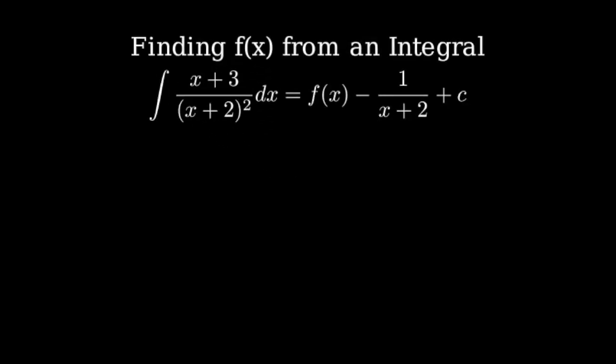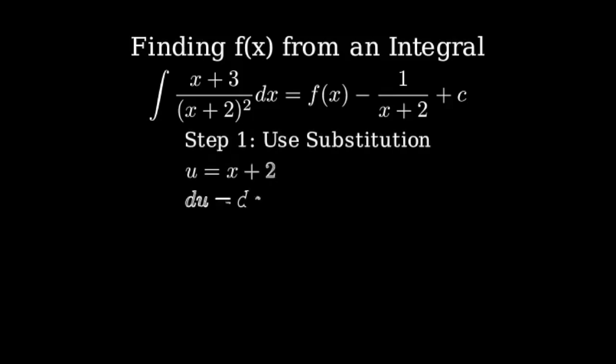Let's solve this integral problem step by step. We need to find f of x given that the integral of (x + 3) divided by (x + 2) squared equals f of x minus 1 over (x + 2) plus c. Let's solve this using substitution.